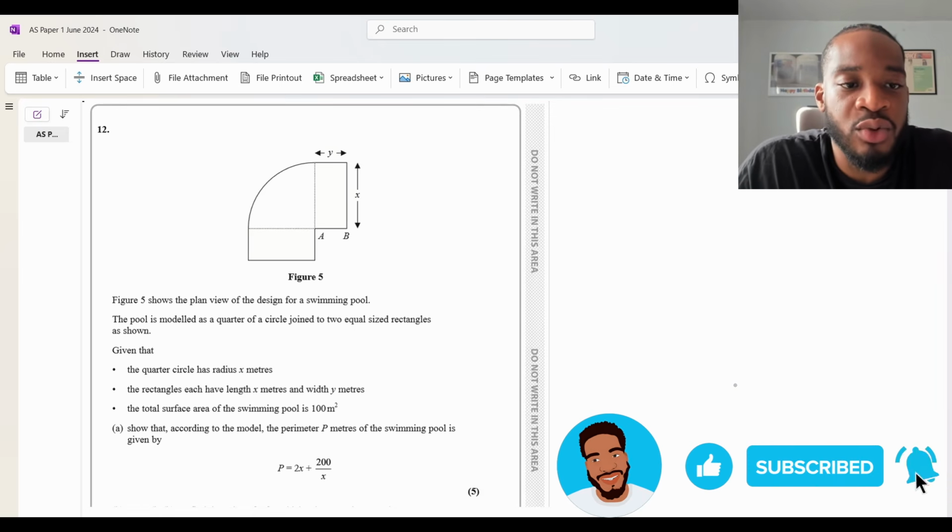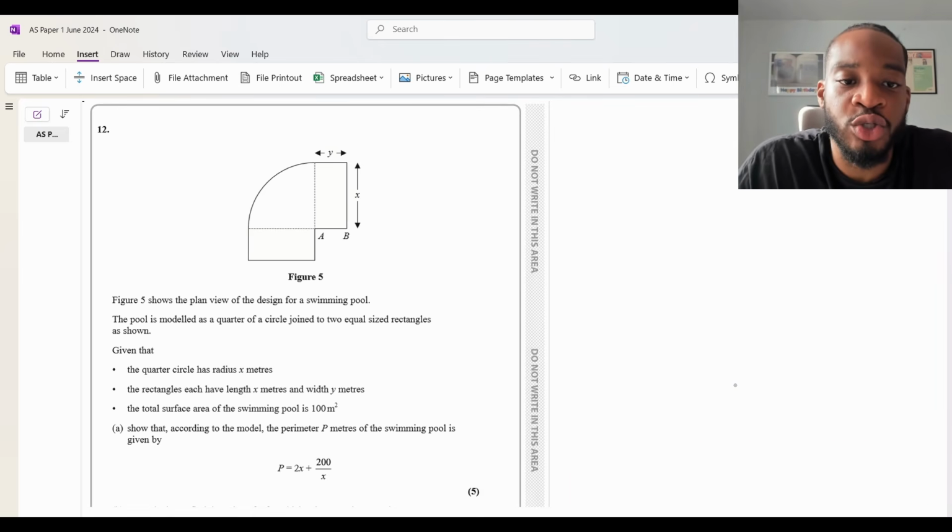Okay, so question 12 says, Figure 5 shows the plan view of the design for a swimming pool. The pool is modeled as a quarter of a circle joined to two equal-sized rectangles as shown. Given that the quarter circle has radius x meters, the rectangles each have length x meters and width y meters. The total surface area of the swimming pool is 100 meters squared. Show that, according to the model, the perimeter p meters of the swimming pool is given by p is equal to 2x plus 200 over x, and this is a 5 marker.